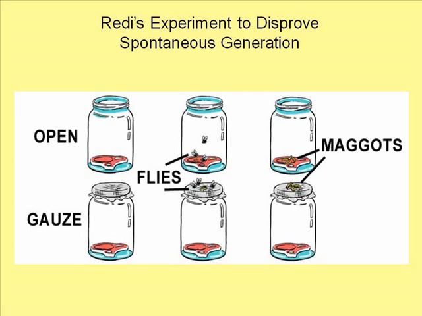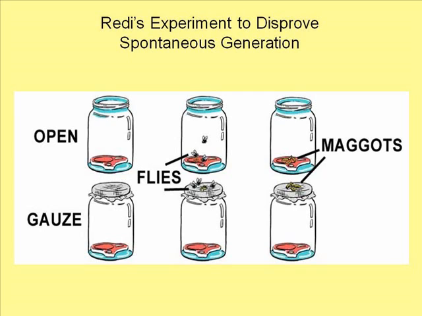A few days later, he noticed that flies were attracted. The flies on the top jar could actually get in and land on the meat, but the flies on the bottom jar could only land on the top. A few days later, after the eggs hatched, he noticed that on the meat in the open jar, there were maggots, but on the jar covered with the cloth, the maggots were actually on the cloth.